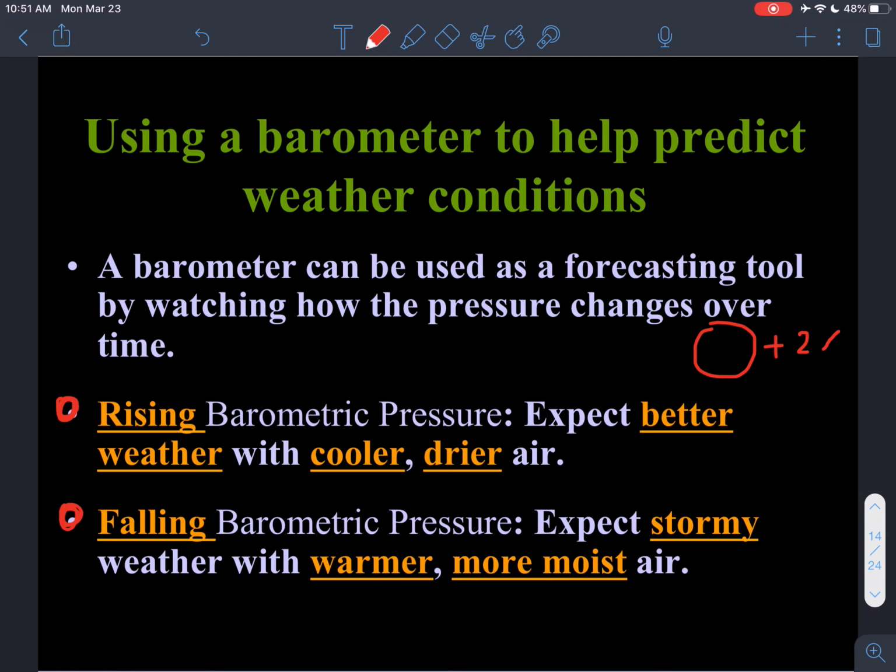On the other hand, if you have falling barometric pressure, here's your station model, you have a minus sign and then a decreasing slope. You would expect to have lousy weather, right? Lousy low, warmer, rain or snow.